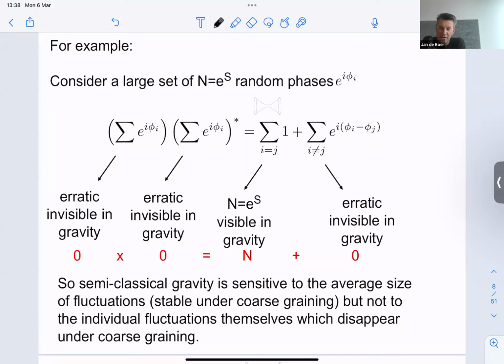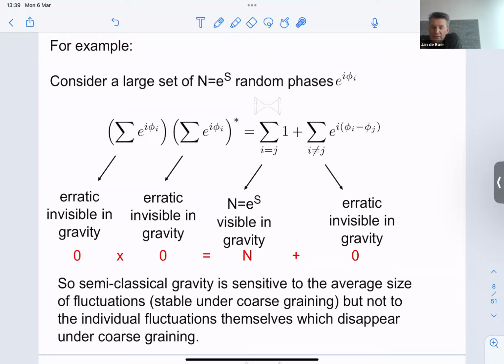And you can multiply it by its complex conjugate, which is also erratic. And that by itself is also not something that you see in gravity because it's roughly zero. However, if you multiply these things together, then on the right-hand side, you get these diagonal terms. These don't cancel each other. That's a term that's the diagonal, and that's equal to n, or e^S in this language. So that is something that does not go away if you average or coarse grain, that remains. Whereas the off-diagonal terms, they're very erratic and they're invisible in gravity. And they maybe coarse grain to zero.